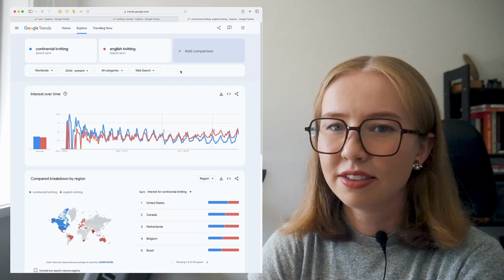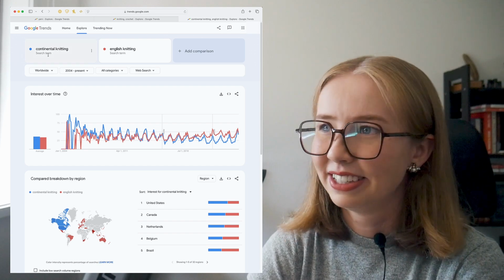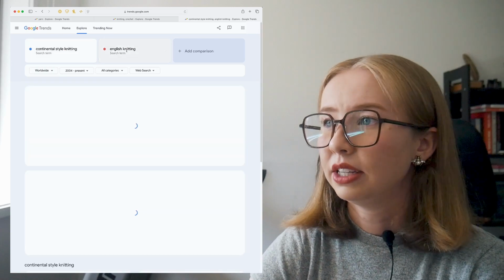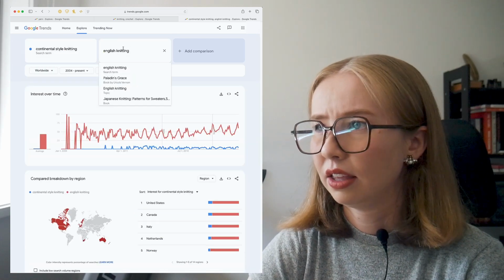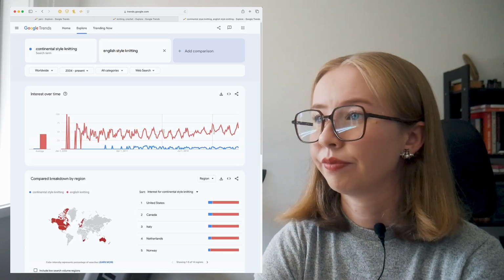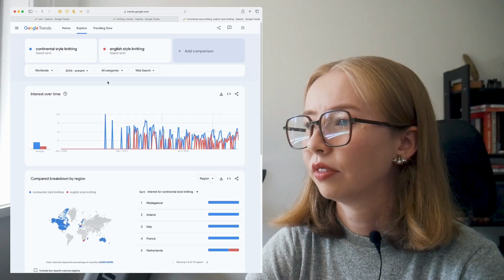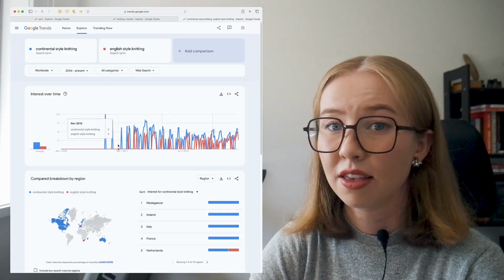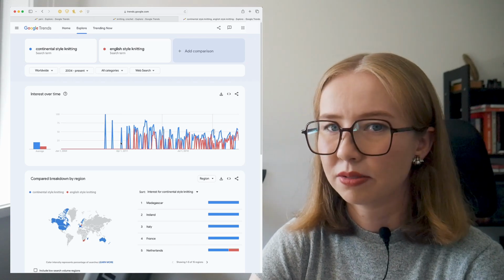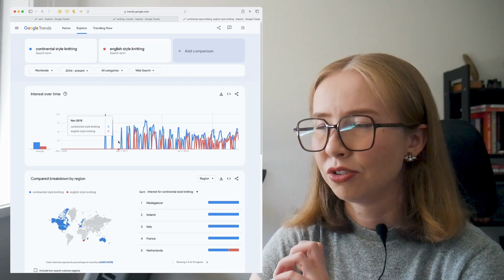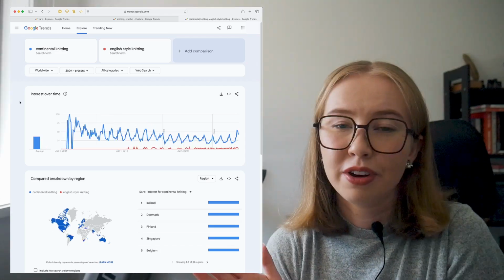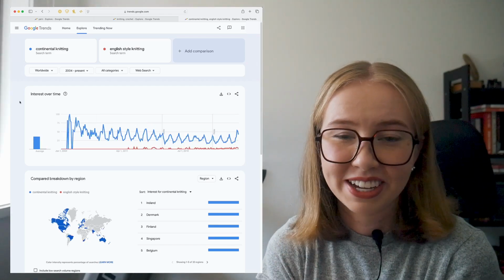So I don't feel like this is a fair comparison. So let me have a look at continental style knitting and English style knitting. Pretty low search volumes, it looks like. You can tell by the way that there's nothing and then there's a really high spike. It means we've gotten down into a niche where there's just not a lot of searching for it. So I'm not able to figure out a good way to compare these two terms.